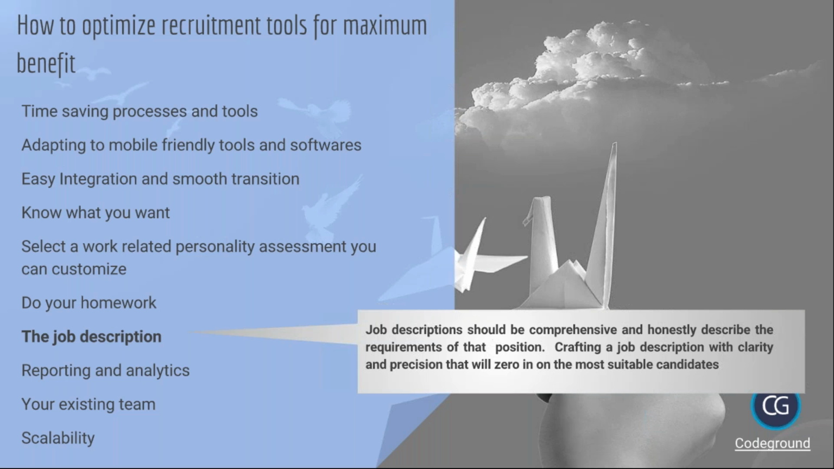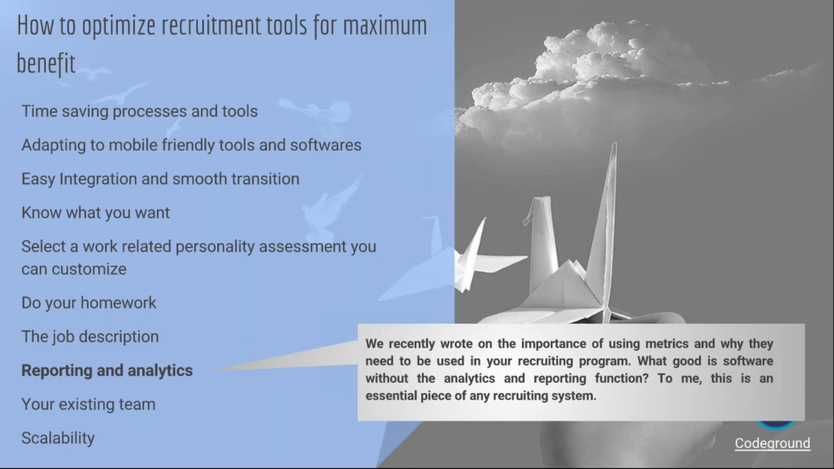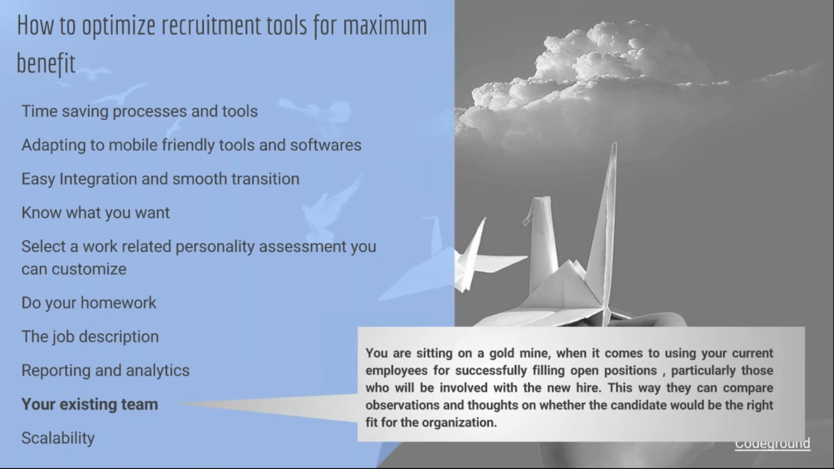The job description. Job descriptions should be comprehensive and honestly describe the requirements of that position. Crafting a job description with clarity and precision will help in zeroing in on the most suitable candidate. Reporting and analytics. We recently wrote on the importance of using psychometrics and why they need to be used in your recruiting program. What is a good software without the analytics and reporting function? To me, this is an essential piece of any recruiting system.